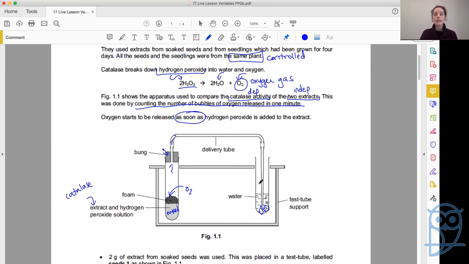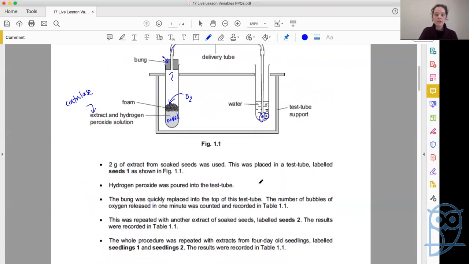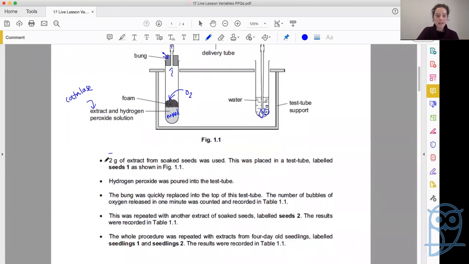Okay, there's another level of inaccuracy coming in there through our experimental design. Right, so what happens? How does this work? 2 grams of extract from soaked seeds was used. Okay, we like that because this is precise, it is accurate, and it is controlled. It was placed in a test tube labeled seeds 1 as shown in figure 1.1. So there's the extract that they're talking about.